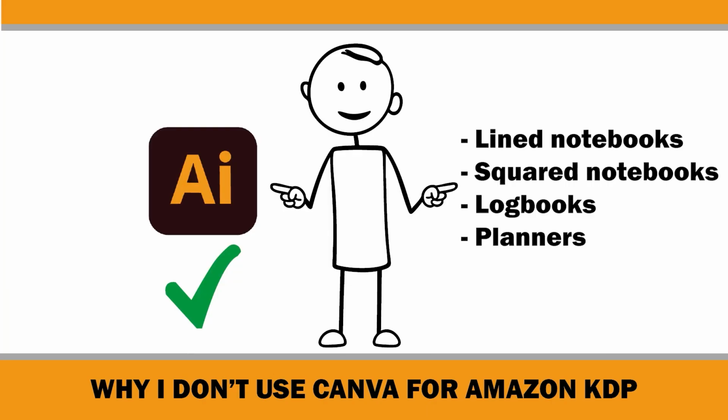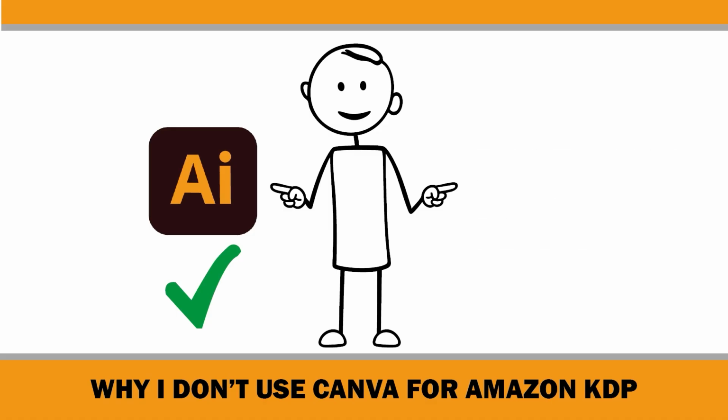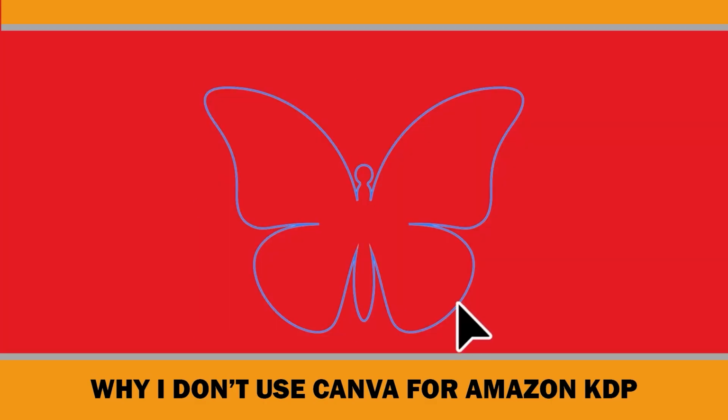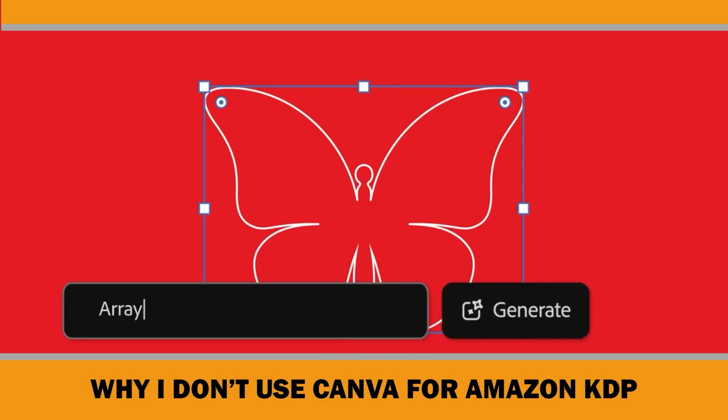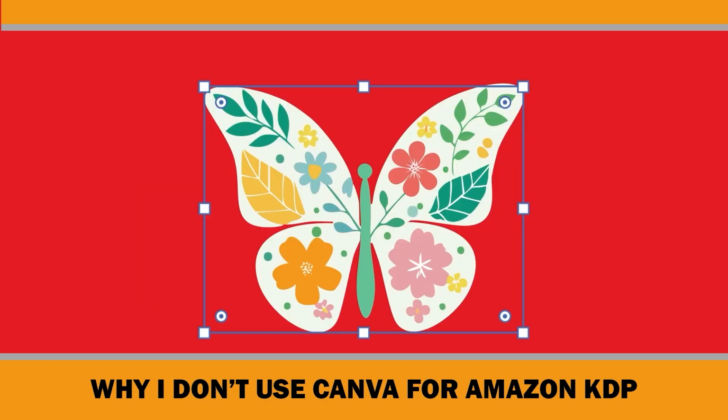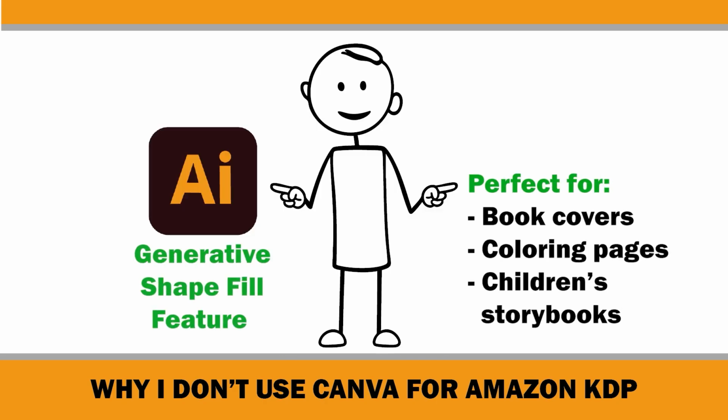I think anyone who dedicates themselves can learn to create low content book interiors pretty quickly in Illustrator. Now I can admit, learning to draw complex illustrations or graphics might take more time. But here's the thing, with Adobe Illustrator's generative shape fill feature, you now have complete control over AI generated images. That means you can fully customize them to match your style. Perfect for book covers, coloring pages, or even children's storybooks for Amazon KDP. And the best part, it's super easy. Anyone can do it. No prior drawing experience needed.